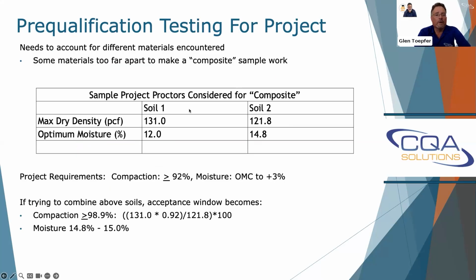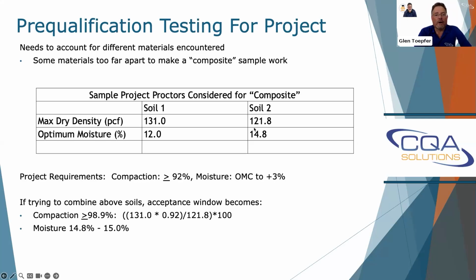And as an example here, sometimes the materials are just too far apart to make a composite sample work. In this chart I put together, sample 1, proctor was determined to be 131 as your maximum dry density and 12% optimum moisture. Soil 2, 121.8 and 14.8 was the optimum moisture. And the project requirements are 92% compaction and optimum moisture to +3. So if you're combining those, you're already probably going to have to meet a moisture of 14.8 to 15.